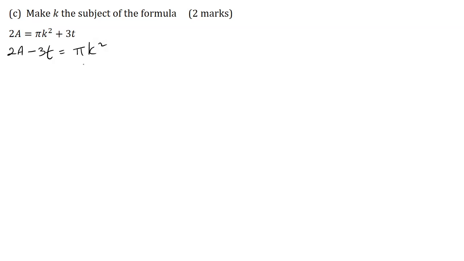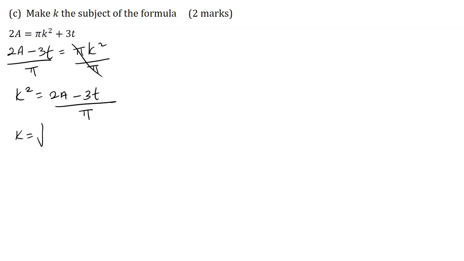Now I want to divide both sides of the equation by pi. Pi cancels. So switching this equation around, this becomes here k squared is equal to 2a minus 3t all over pi. Now to remove the square here, I need to take the square root on both sides of the equation. So this becomes here k is equal to the square root of 2a minus 3t all over pi.